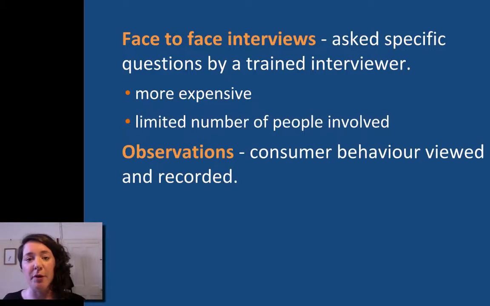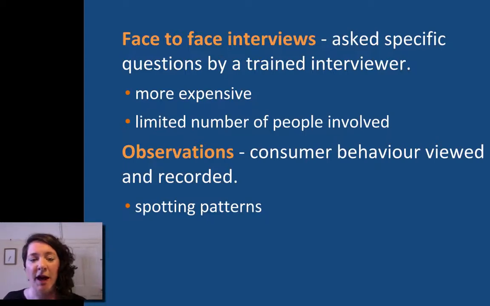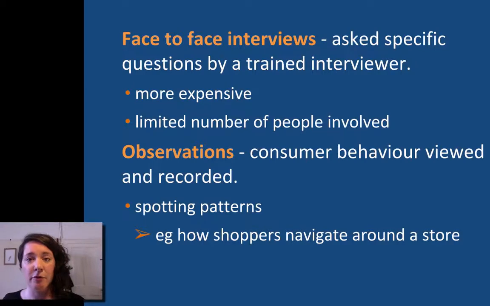Observations are another type of surveying that we might have a look at, and this is where consumer behaviour is viewed and recorded. So this is really about spotting patterns. And we can see how this might be useful if we look at the example of how it's used in supermarkets. So observers station themselves in the supermarket and watch what the shoppers are doing. So they don't interact with them, they don't ask them why or what they're planning to do. They just watch how they navigate around the store.